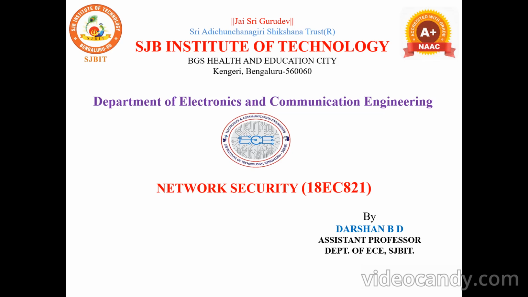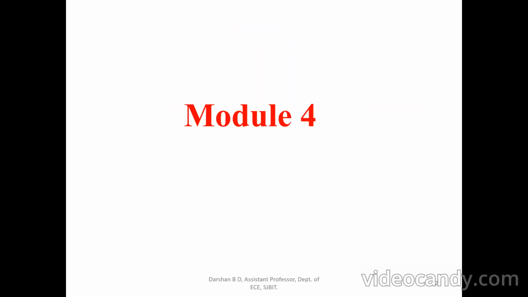The Network and Cybersecurity subject code is 17EC835. This subject is a professional elective for 8th semester students. In this subject, we are going to study network security concepts and also cybersecurity concepts. It consists of 5 modules. The first 3 modules cover network security concepts and the other 2 modules cover cybersecurity concepts.